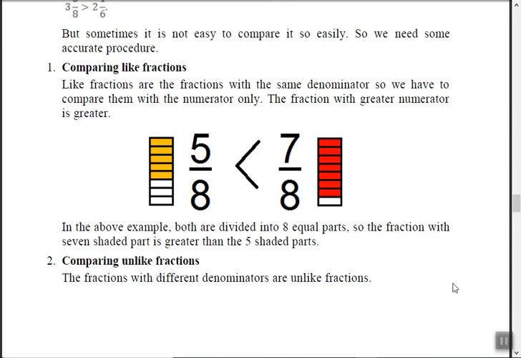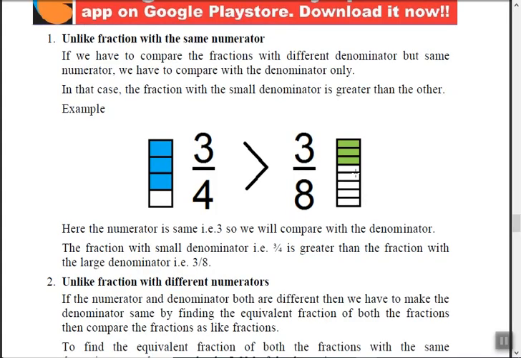So forget these simpler parts. Now comparing the difficult ones: unlike fractions. This is difficult. There are two parts to this. First, unlike fractions where the numerators are the same. See this 3 by 4, 3 upon 8. In that case, compare the denominators. Whichever denominator is smaller, that fraction is bigger. Quite simple.